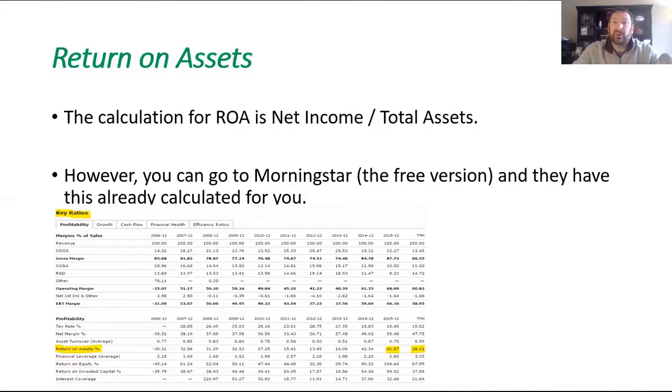However, we can go on the free version of Morningstar, and they have this already calculated for us. So we go into Morningstar, we go under key ratios, and you'll see it there. And here's a screenshot of where to find it, but let me share my screen with you so you can see exactly where we go.